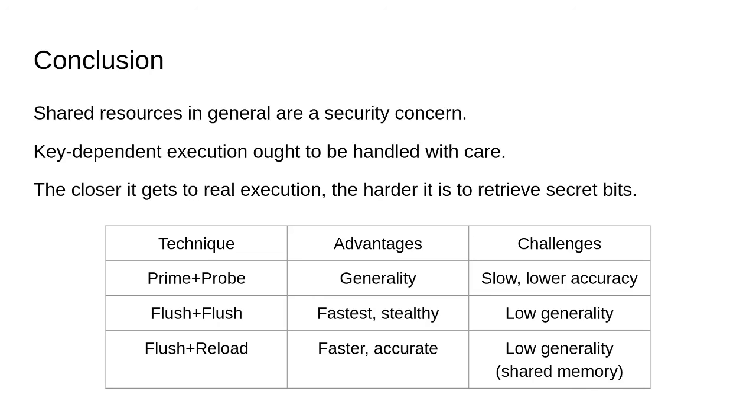If we compare all three attacks, we can see that Prime and Probe is more generalizable since it does not depend on any sort of special instructions. However, it's a bit slower than the other two attacks, and Flush+Flush is the fastest one.